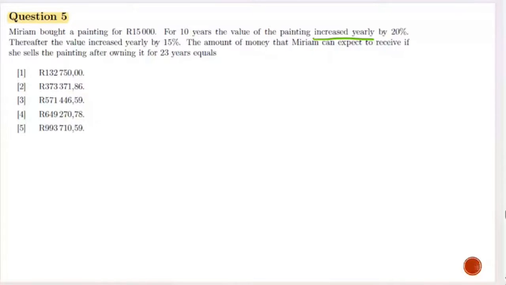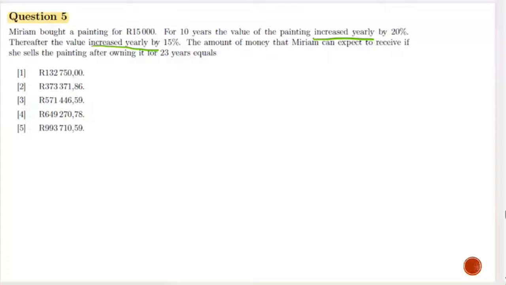Even on the second, thereafter, this thing is increasing yearly. So I know, oh, I am working with compound interest. So I already know which formula I'm going to be using because of these keywords. But now there's something that is happening in between. Let me get the timeline, so then I can see what is happening.